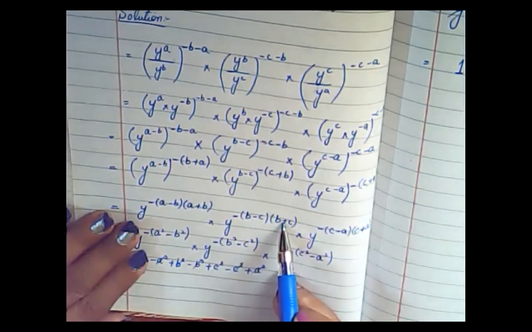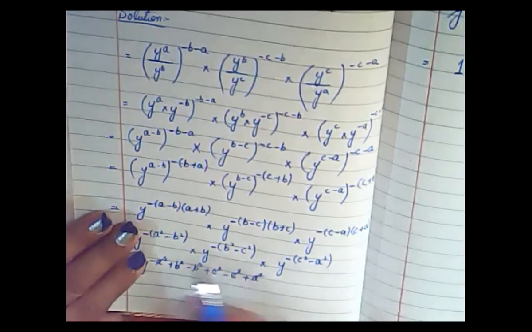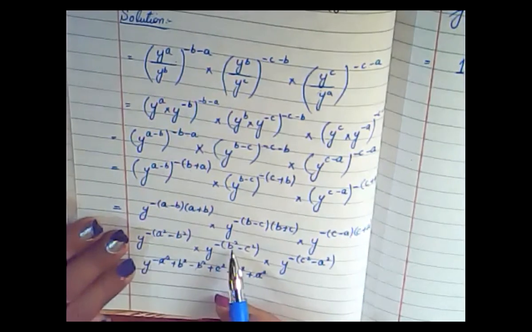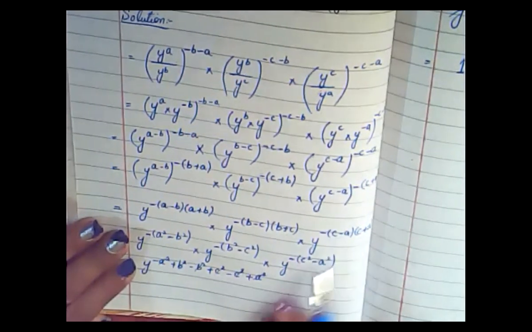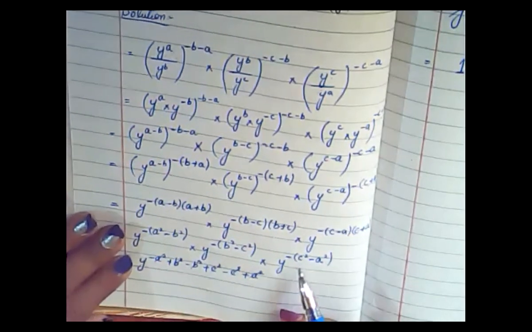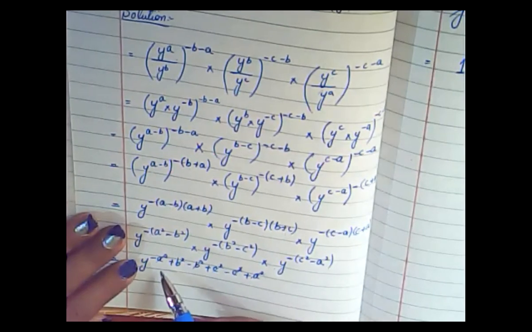Simply, I have arranged and written it. Then (c minus a)(c plus a). After that, I'm going to multiply these two brackets, and what I will get is a square minus b square, b square minus c square, and c square minus a square, with signs minus plus minus, minus plus minus. Right? Now simply I will take the common base here, which is y.